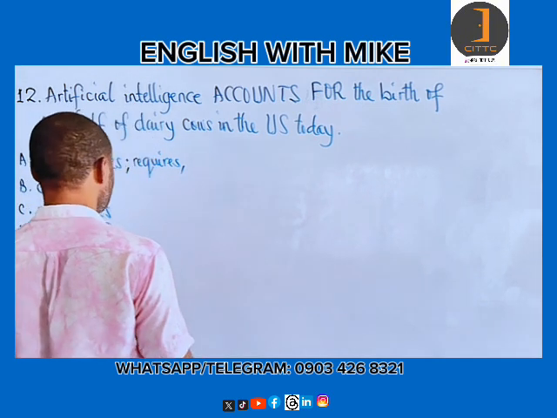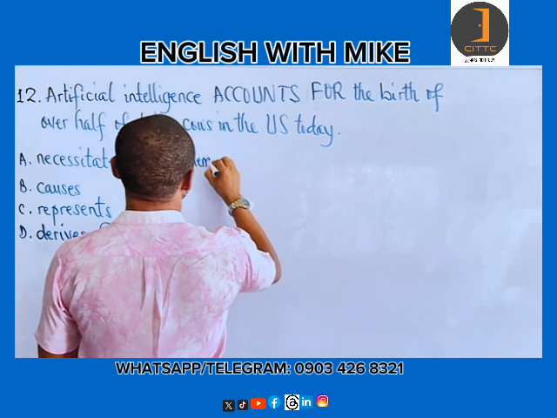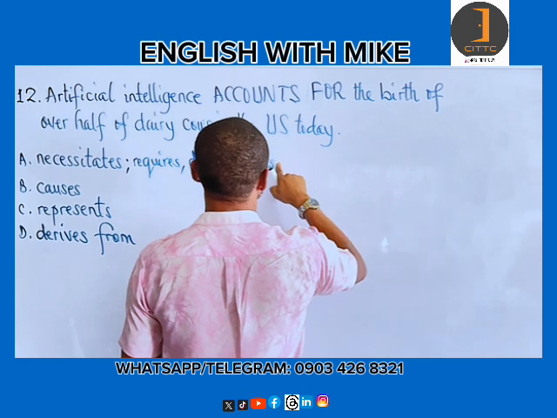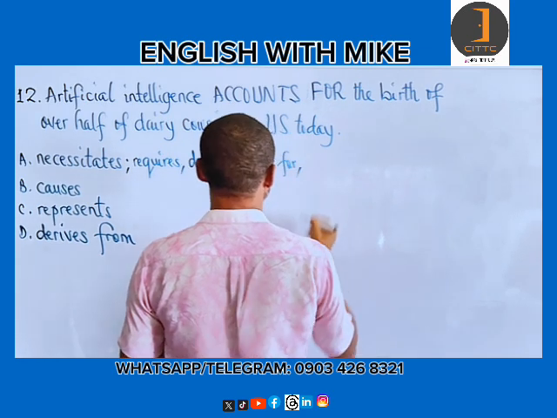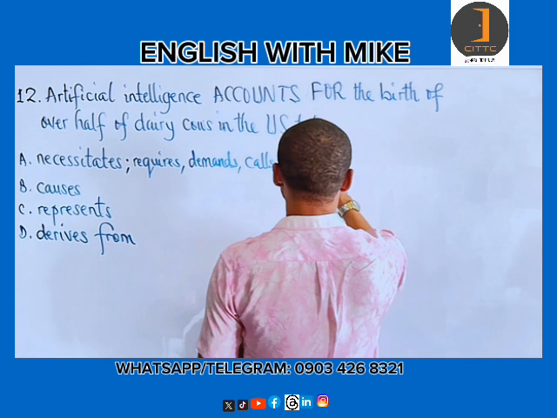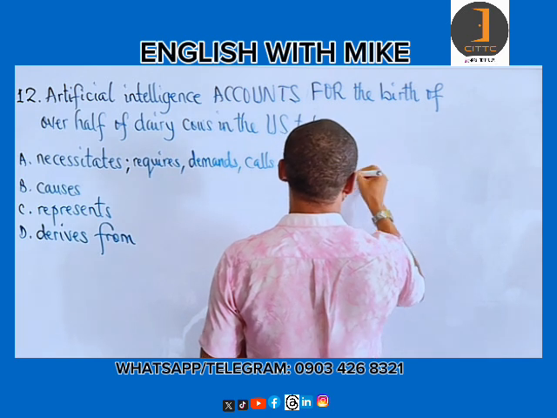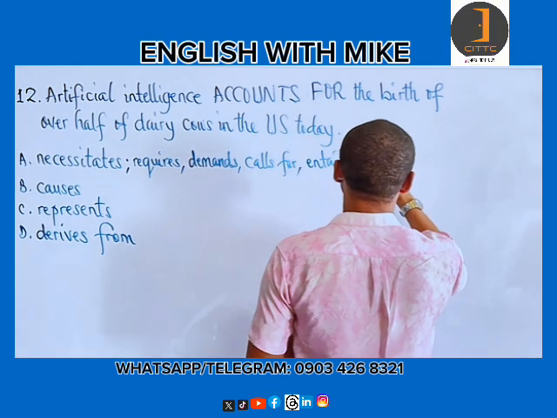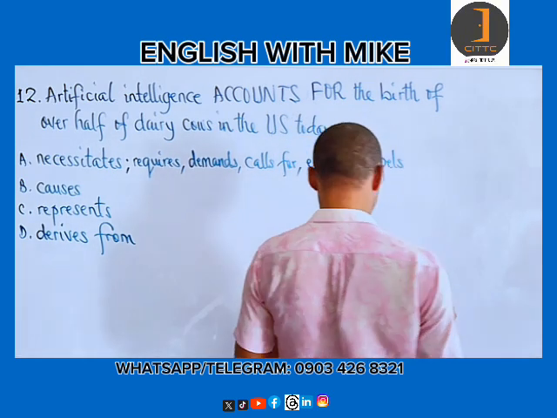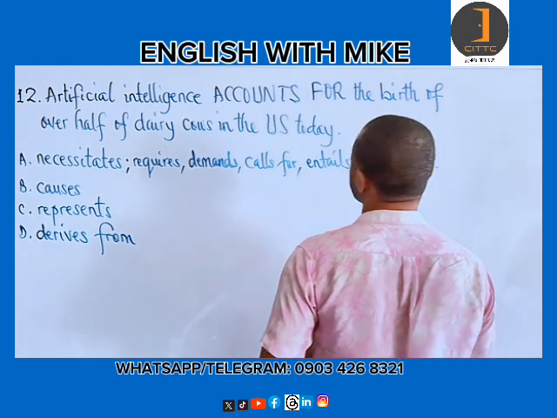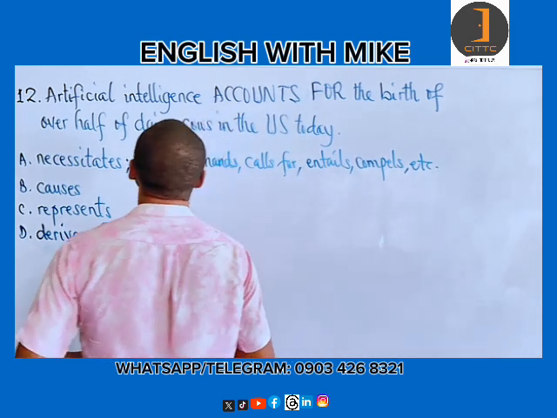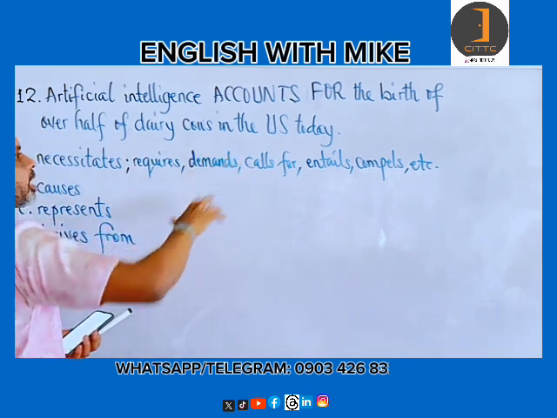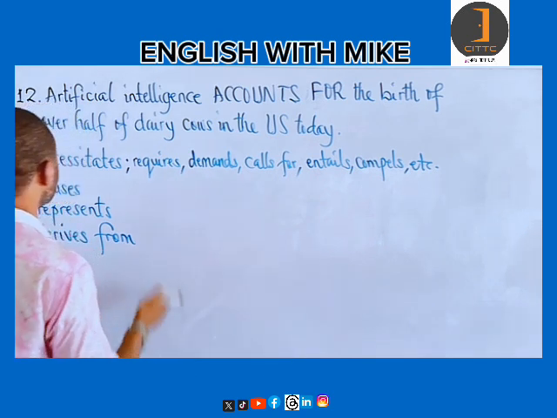So it requires, that means demands. If it requires, it means demands. That is calls for. If something is required, then it is called for. It calls for, which means that it entails or, right? Yes, compels. Entails, compels, and so on. Is that the answer? Artificial intelligence requires the birth of over half of blah, blah, blah. Is that it? I don't think so.